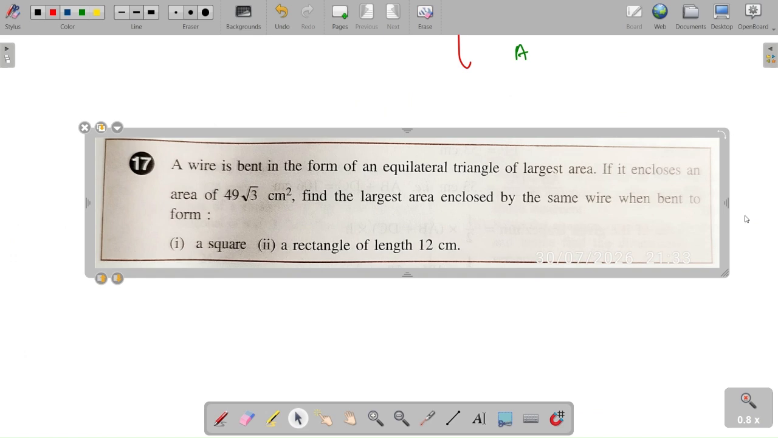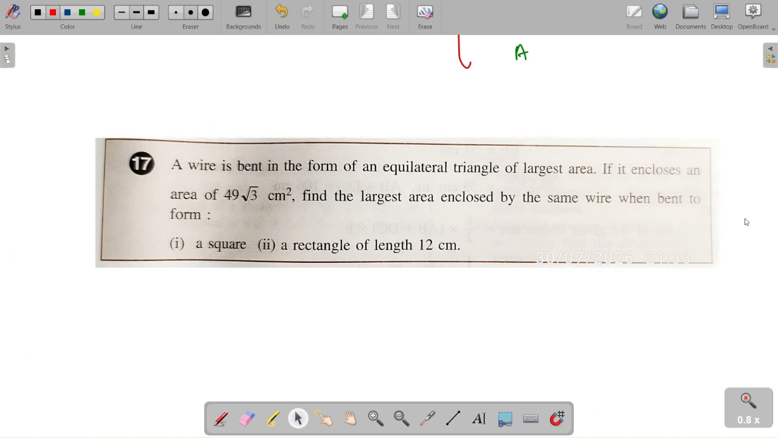Try this. A wire is bent in the form of an equilateral triangle of largest area. If it encloses an area of 49 root 3 centimeter square, find the largest area enclosed by the same wire when it is bent in the form of a square and a rectangle of length 12 centimeter.